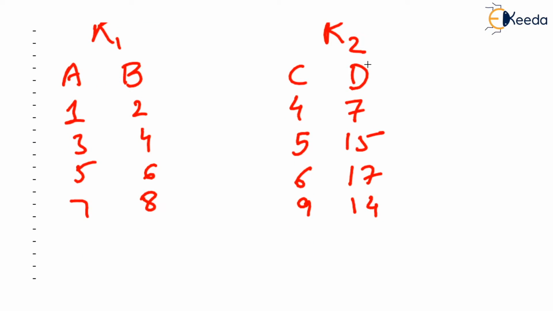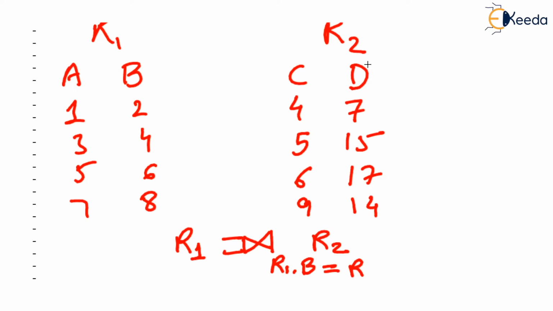Now, what will happen if I do R1 left outer join R2, but with a join condition? I'm not talking about natural join. And the join condition is R1.B should be equal to R2.C. So we want to filter out only those rows from R1 cross R2. Remember, join is nothing but cross product followed by a condition. So we want to filter out only those rows where B under R1 matches C under R2.